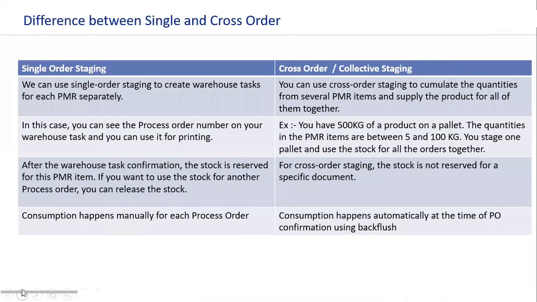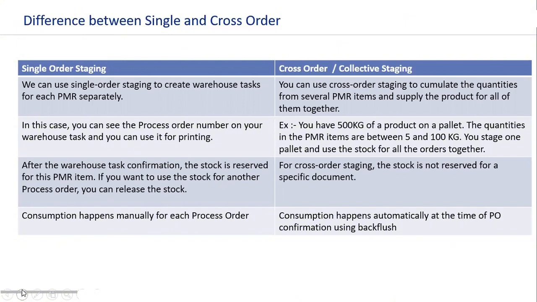So just some of the differences between single and cross order. With single order staging, you can create warehouse tasks for each PMR separately. In this case, you can see the process order number on your warehouse task and you can use it for printing. After the warehouse task confirmation, the stock is reserved for this PMR item. If you want to use the stock for another process order, you can release the stock. Consumption happens manually for each process order.